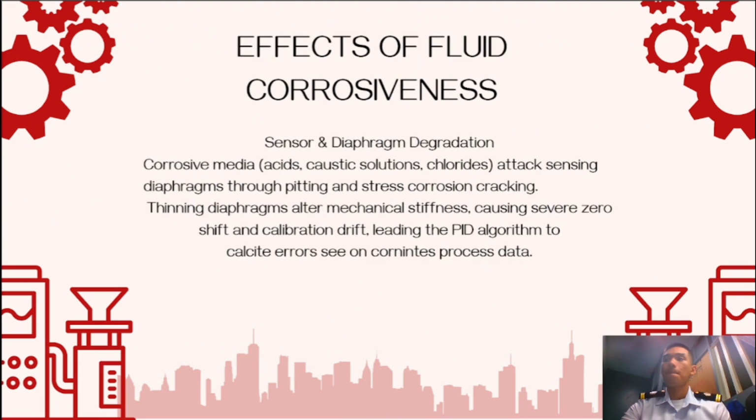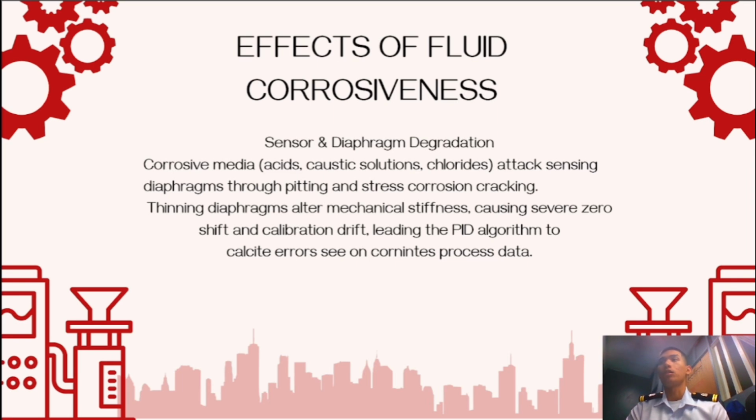So next is the effects of fluid corrosiveness on sensors and diaphragm degradation. Corrosive media, acid and caustic solutions, and chlorides attack sensing diaphragms through pitting and stress corrosion cracking. Thinning diaphragms alter mechanical stiffness, causing severe zero shift and calibration drift, leading the PID algorithm to calculate errors and corrupt process data.